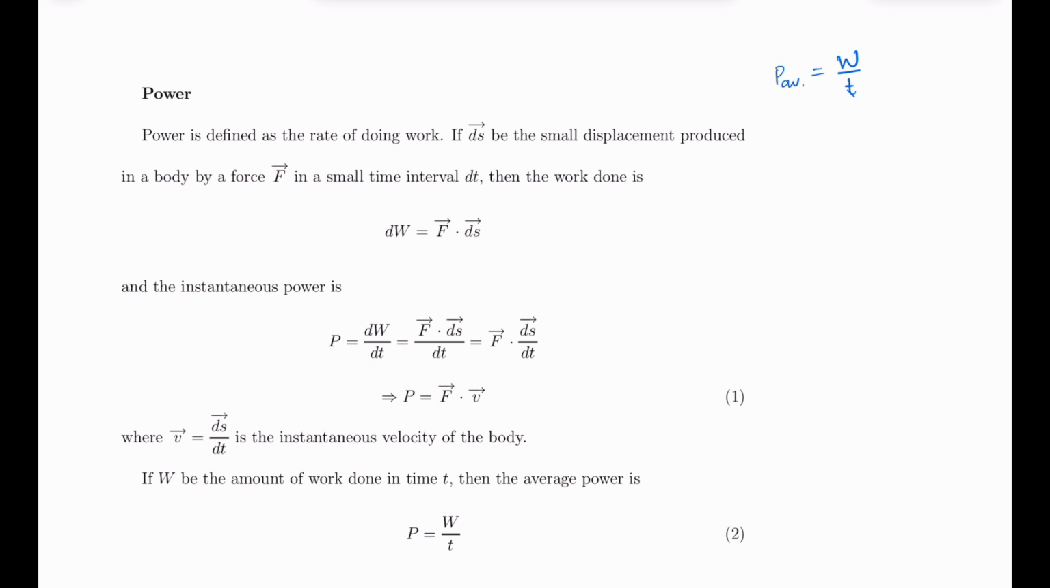ठीक है. एक होता है हमारा instantaneous power. That means this is the power at a particular moment of time. If delta W is the small amount of work done in a small time interval delta T, where delta T tends to 0, तो इसको हम लिखते हैं dW upon dt. And this is your instantaneous power.